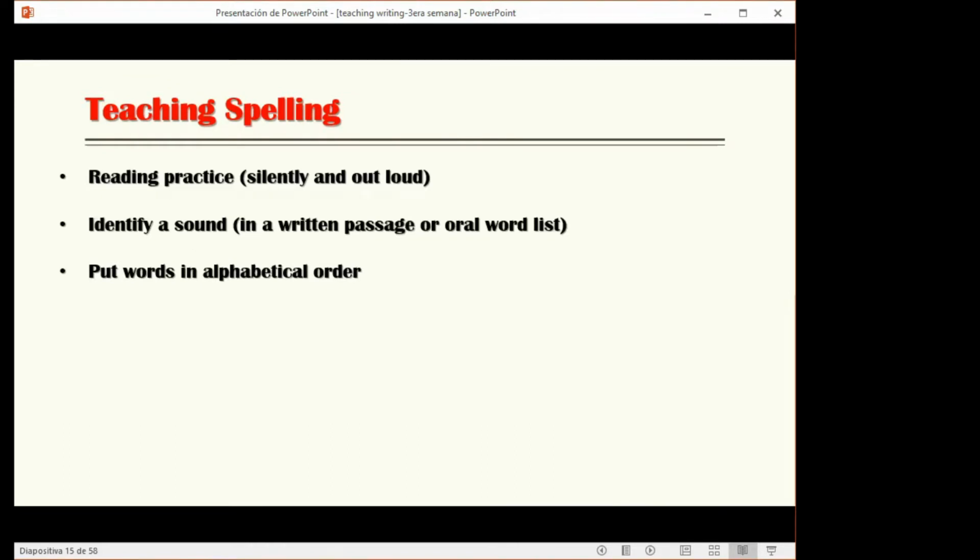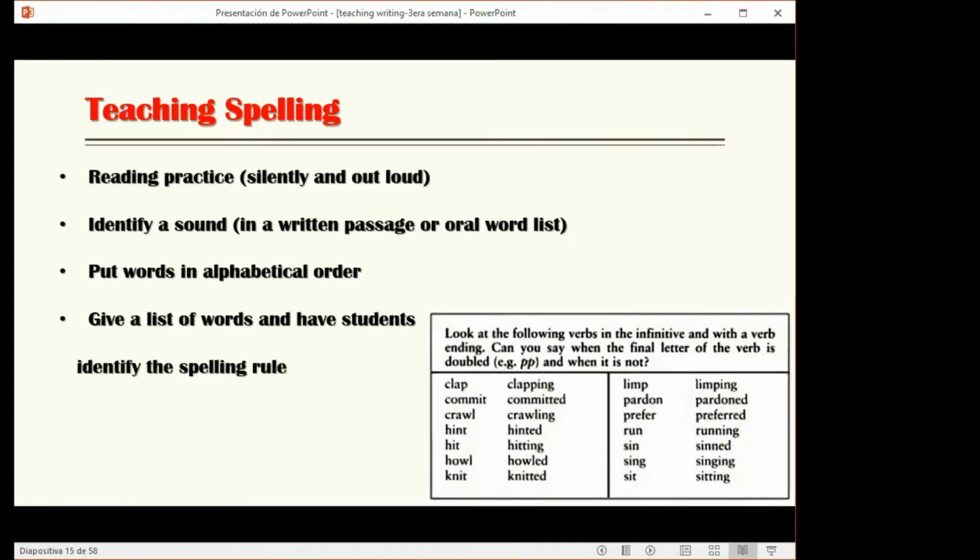Another thing that you can do is to put words in alphabetical order, to identify here the letters. Give a list of words and have students identify the spelling rule. For example, notice this example. Look at the following verbs in the infinitive and with a verb ending. Can you say when the final letter of the verb is double and when it is not?